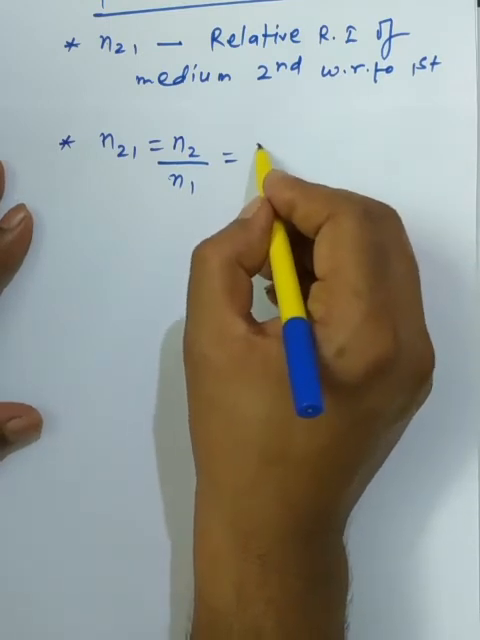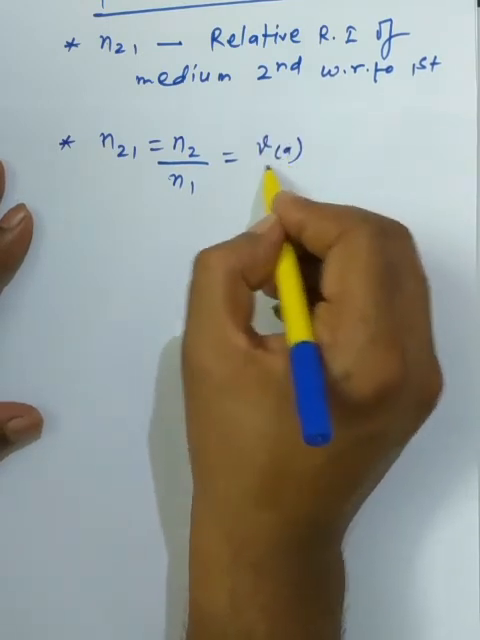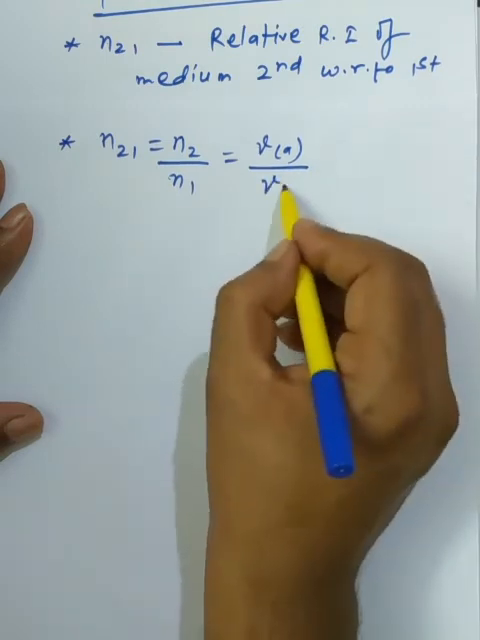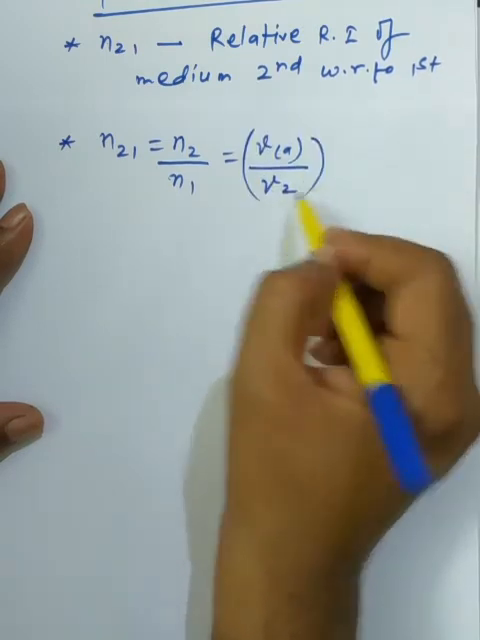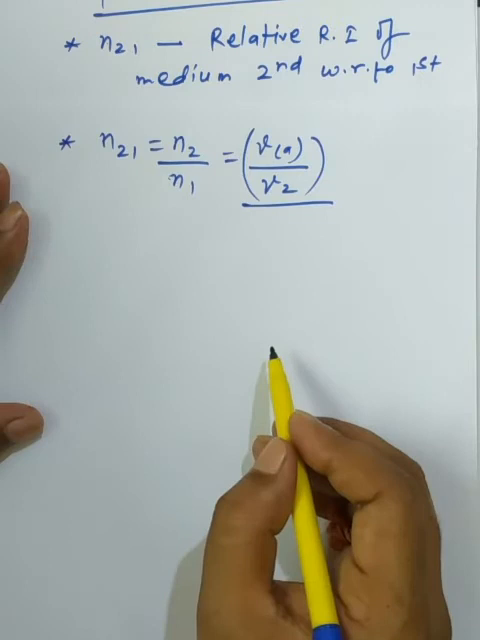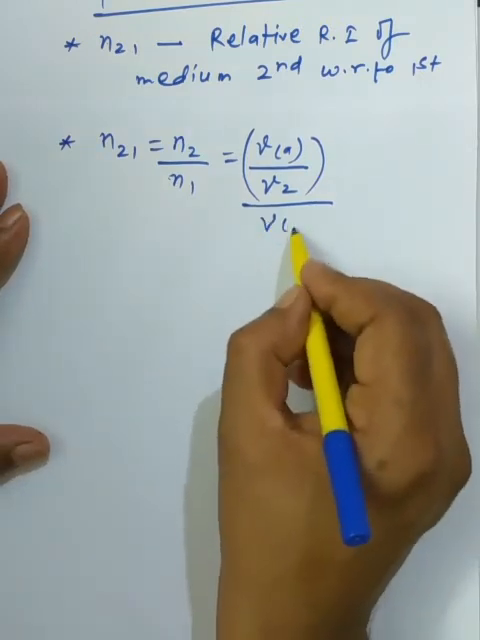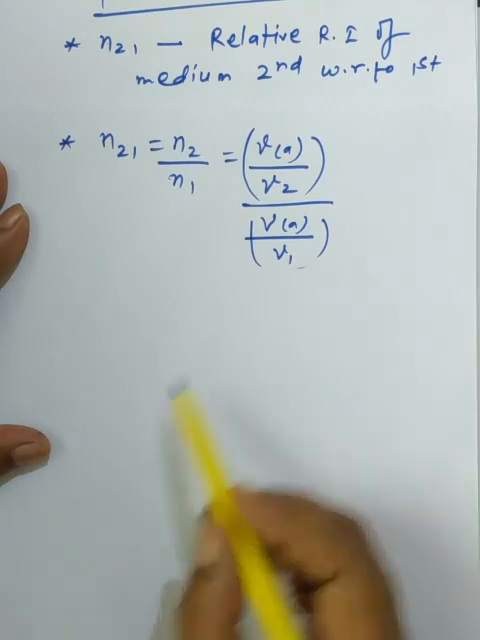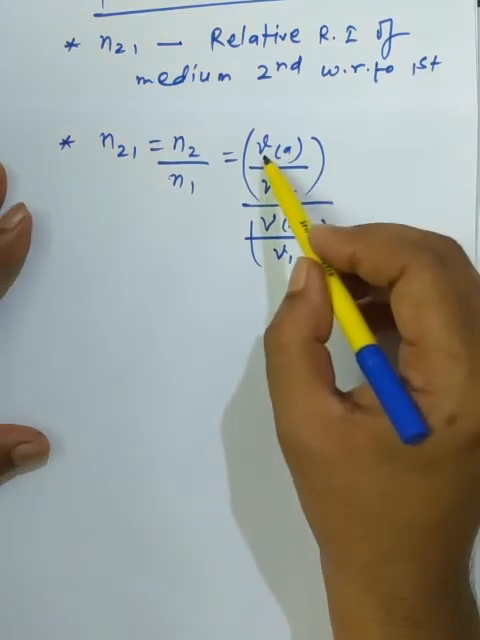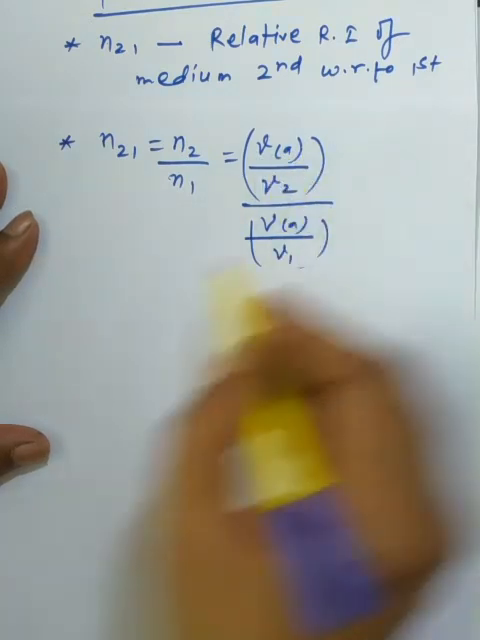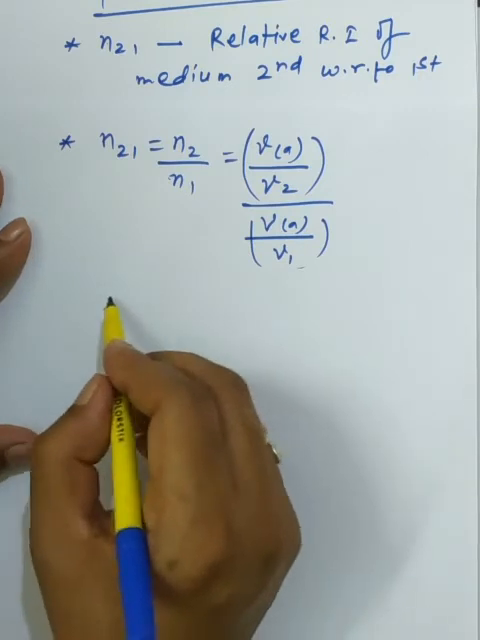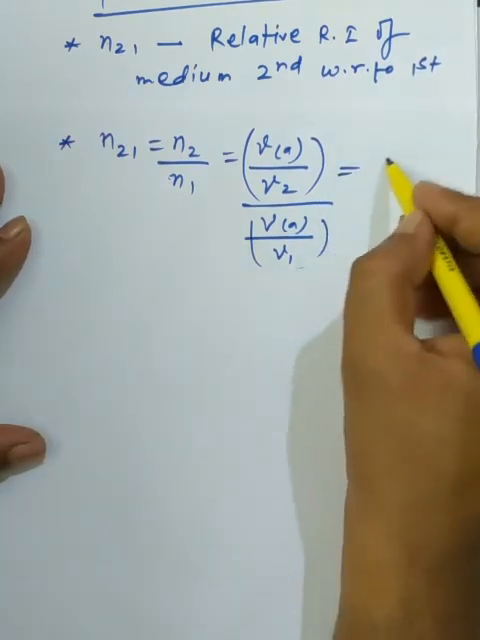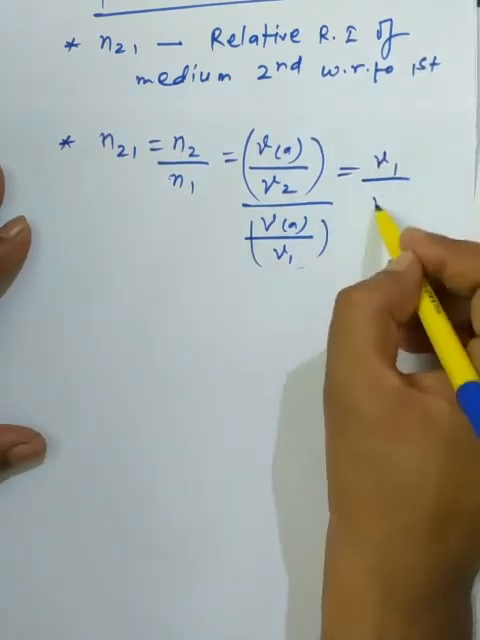So I am just writing the n2, that is the velocity of light in air to the velocity of light in medium 2. This is the absolute representation of the refractive index. Now n1, that is the velocity of light in air to the velocity of light in medium 1. So we know that easily we can cancel out the velocity of light in air. Okay, so we are just getting the modification of the formula in the reference of v1 upon v2.